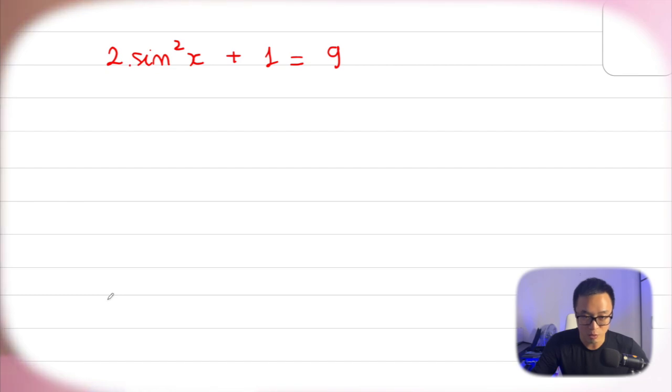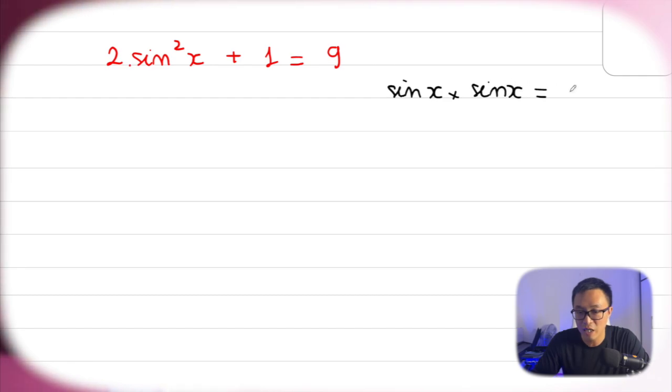Now the third example, and this one is not easy anymore. For this question, we have sine squared h. The first thing you have to understand is what sine squared h means. Sine squared h means sine h multiplied by sine h, which equals sine squared h, like this.